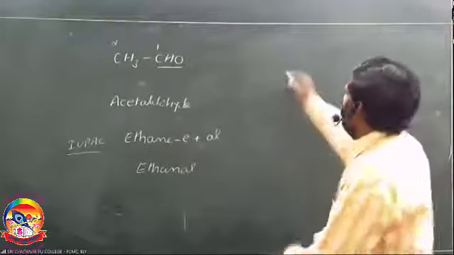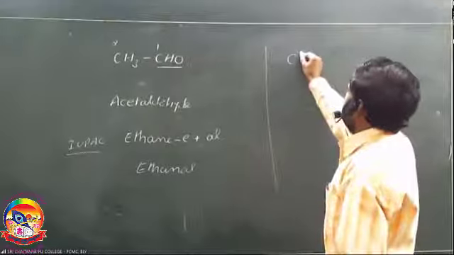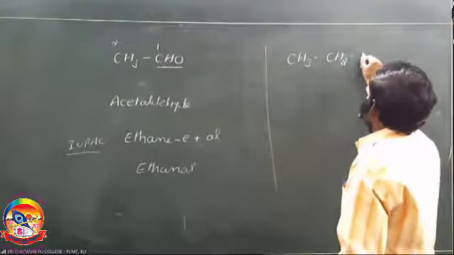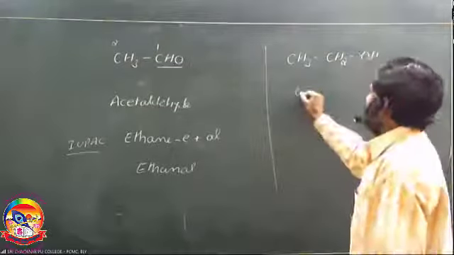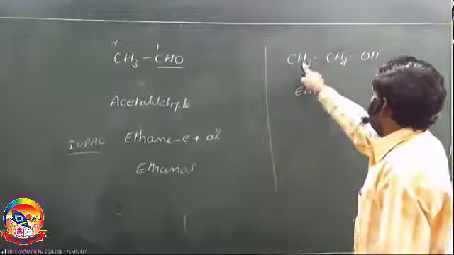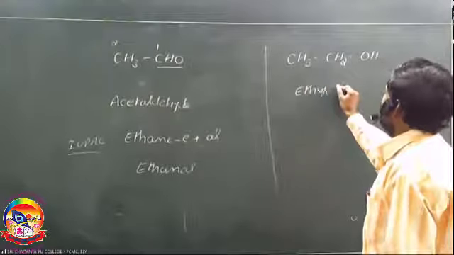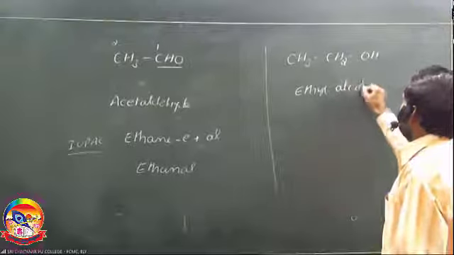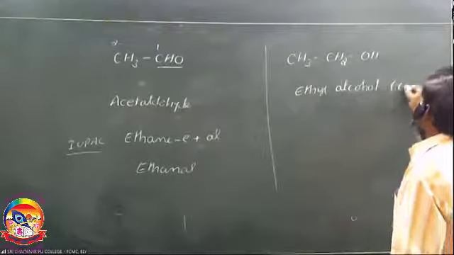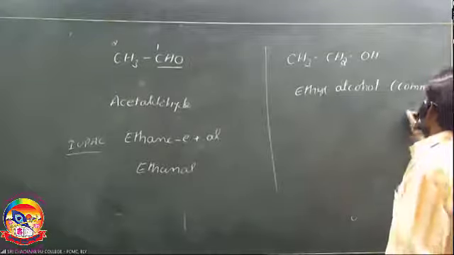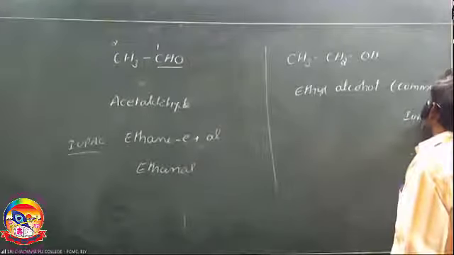Ethanol, not ethanal. "ol" is alcohol. So it is CH3, CH2, OH. The common name: C2H5 is ethyl, and the OH group is called alcohol. So ethyl alcohol is a common name. But what is the IUPAC name of ethyl alcohol?